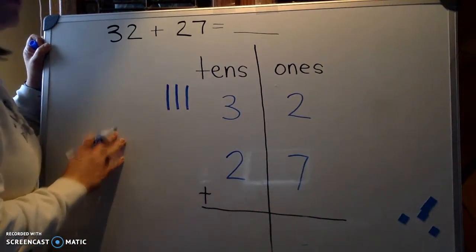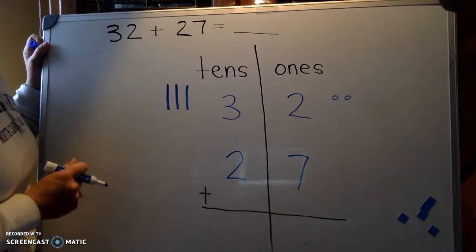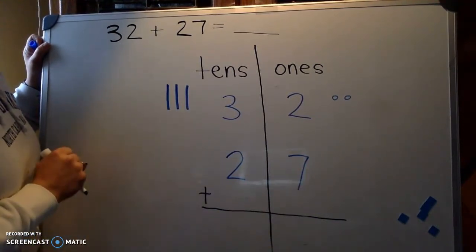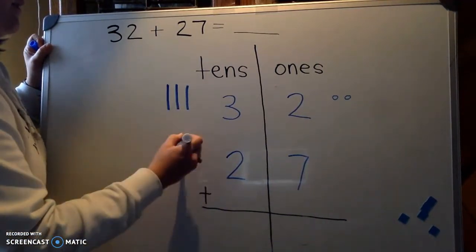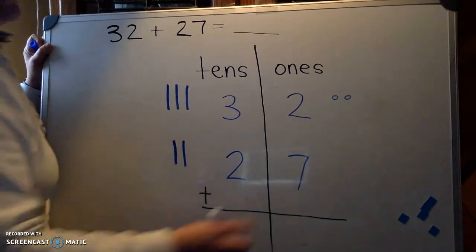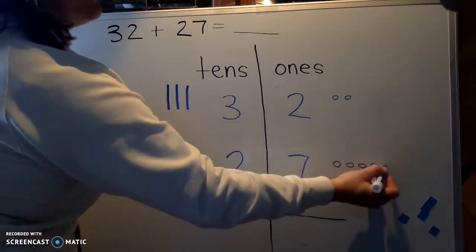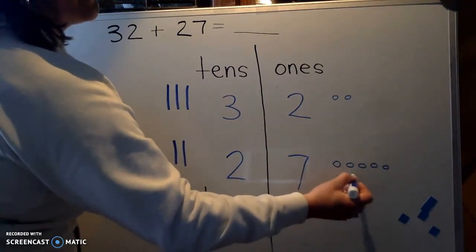And then 2 ones, I just do little circles. You can do that on your paper or your board. Down here, I'm going to build 27. 27 has 2 tens and 7 ones. 1, 2, 3, 4, 5. And after I get to 5, I'm going to go underneath. 6, 7.